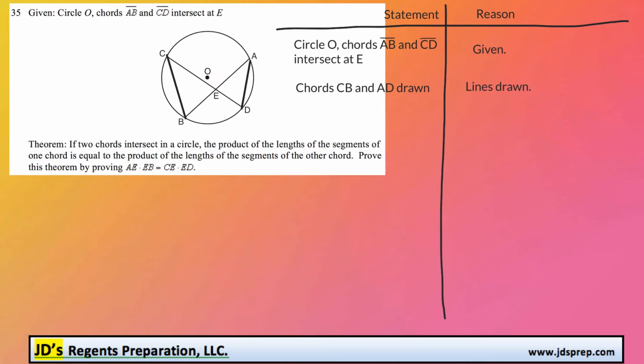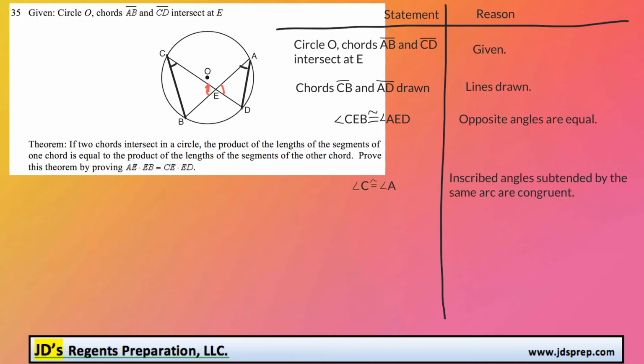Now that we've got these two triangles drawn, our goal is to show that they're similar. The first thing we can do is state that angles CEB and AED are congruent. And we know that's going to be true because they're opposite angles. We can also state that angles C and A are congruent, and we know that's the case because they're both inscribed angles that are subtended by the same arc. They both connect to B and D, the arc BD.